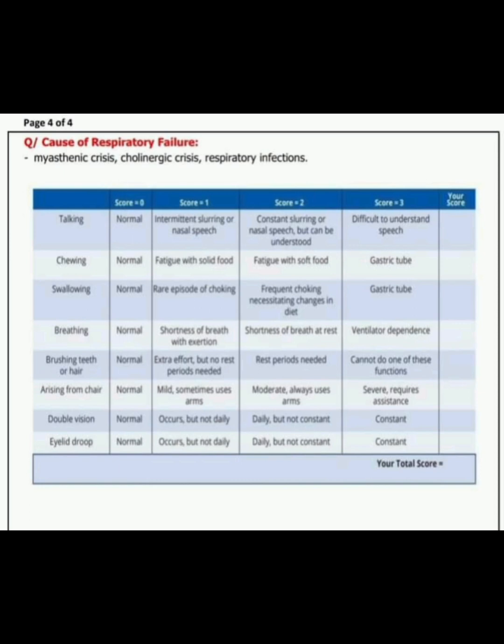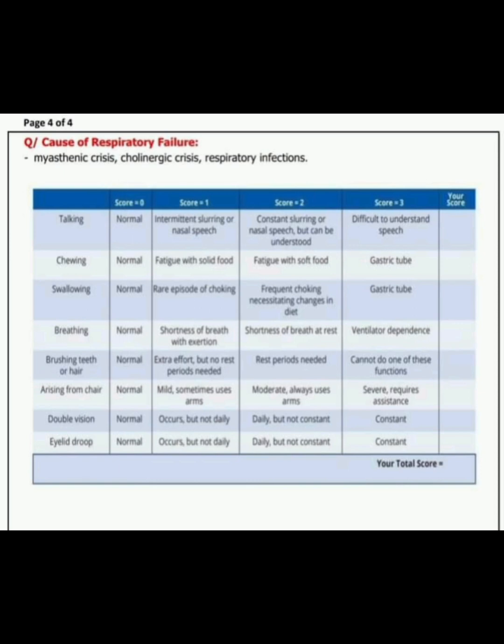Now swallowing: score 0 is normal. Score 1, rare episode of choking. Score 2, frequent choking necessitating changes in diet. Score 3 swallowing is gastric tube. Now breathing normal is score 0. Breathing, shortness of breath with exertion, that is score 1. Shortness of breath at rest, score 2. Ventilator dependency, that is score 3.